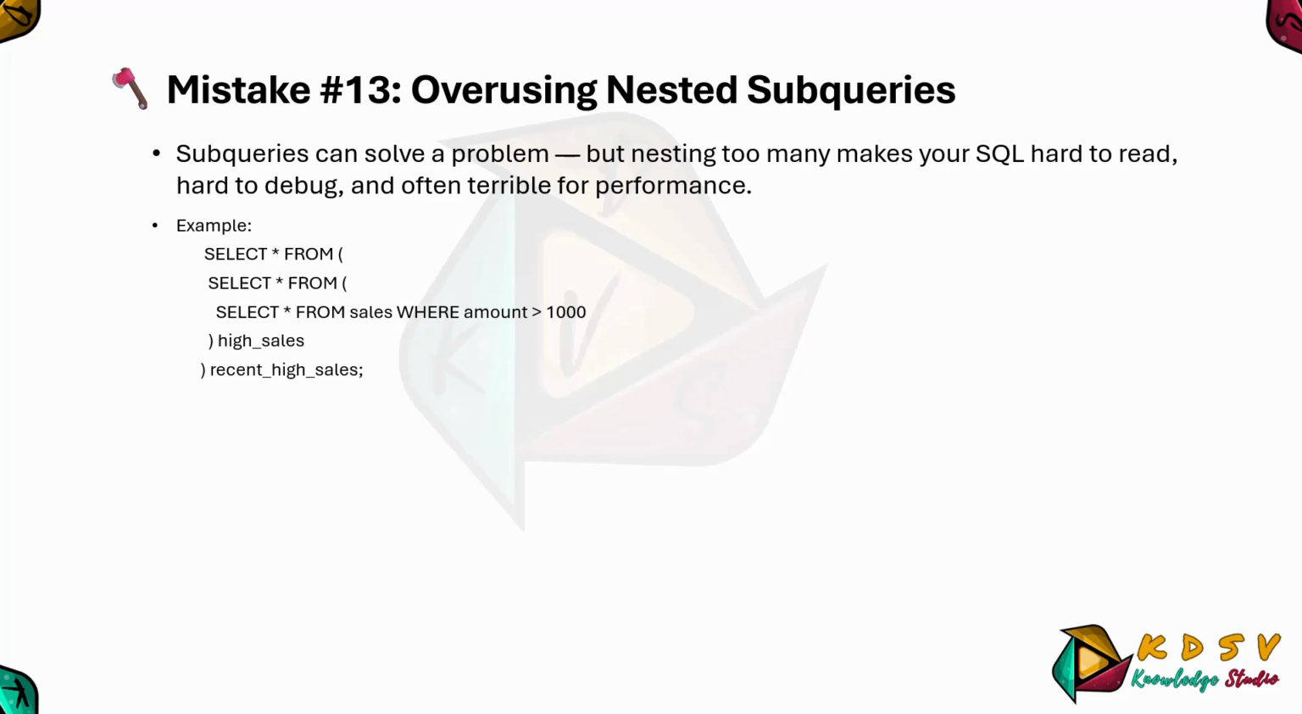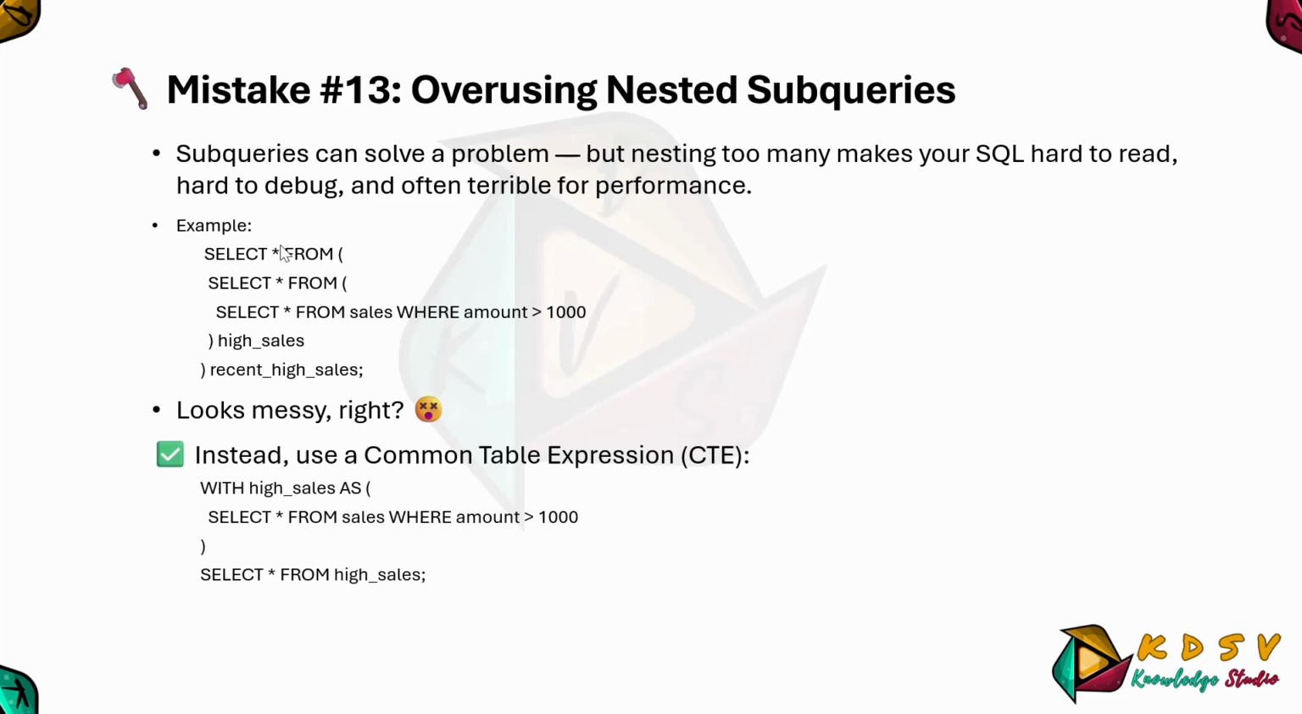For example, here we have used two levels of subqueries: select star from, again select star from sales where amount greater than 1000, and treating the second-level subquery as a new table called high sales. Then I'm performing one more select star on top of this. This looks messy, right? Instead, use a common table expression, which is called CTE.